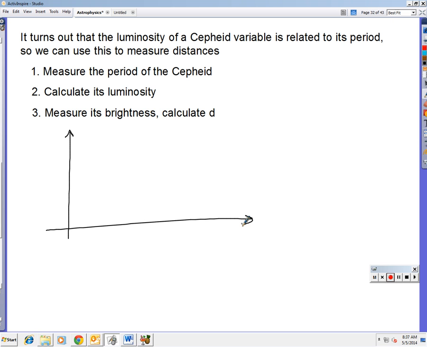But basically, if you do a log-log plot of the period and the luminosity, you get a straight line. And if you know what the period is, that's period, not temperature, you can figure out what the luminosity is. And then, if you know the luminosity and the brightness, you can find out how far away it is.